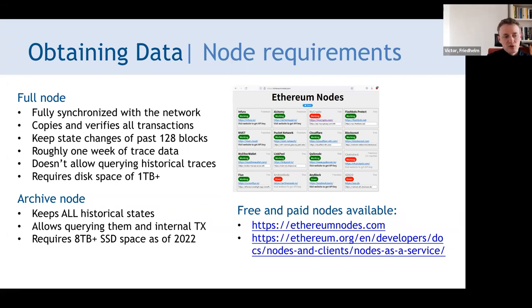And so if you want to set up something like this for Ethereum at least, then that would require disk space of something like 1 terabyte, ideally an SSD disk, but I think it still works on an HDD as well. But if you want to run an archive node that keeps all historical states and allows you to extract all of that information and all the traces as well, then you're looking at quite larger hardware requirements. I'm personally running one of these, and at least for Ethereum, you need an SSD for this, and it's currently needing 8 terabytes plus in terms of disk space.